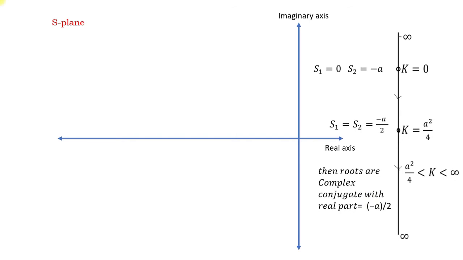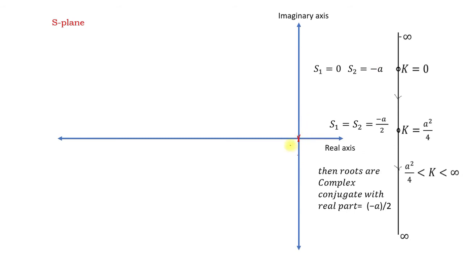Let us put all these variations on the S-plane now. Here we're assuming K goes from minus infinity to plus infinity, but for simplicity I consider the three instances: K equals 0, K equals a square by 4, and from a square by 4 to infinity, and these are the roots as you know already. But one important thing to observe here is that when K equals 0, s1 equals 0 and s2 equals minus a. Let us put these points on the S-plane now.